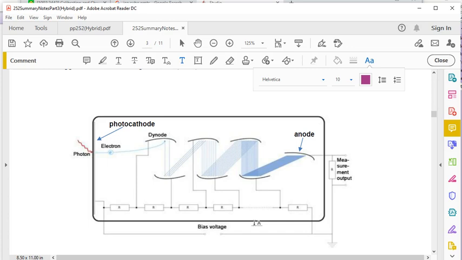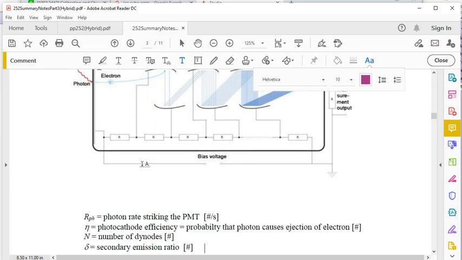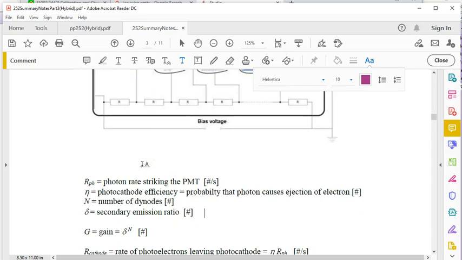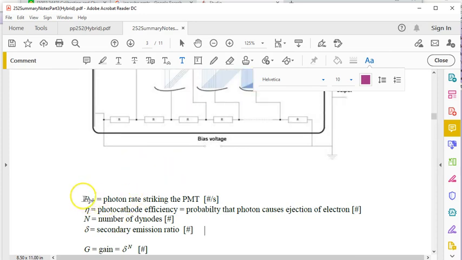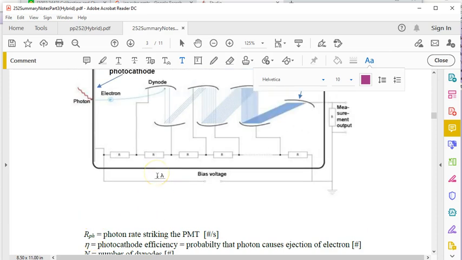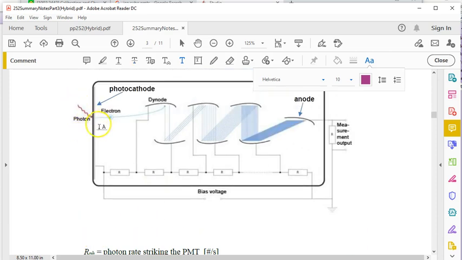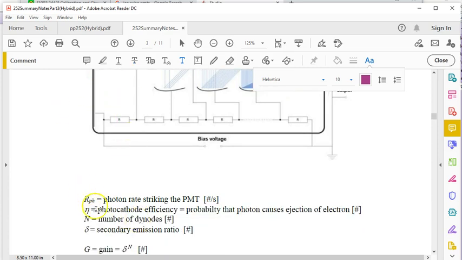Now let's characterize the operation with some formulas. I'm just going to scroll down and you'll see the quantities we're going to introduce right here. The first thing that we'll write here is the photon rate. We have a certain number of photons per time hitting the photocathode. That's my R sub ph. Remember, we talked about the photon rate when we talked about the power carried in a photon beam.